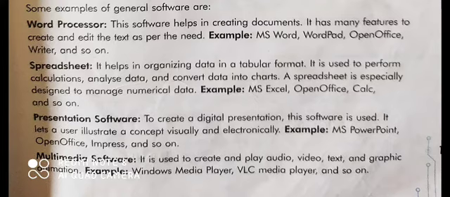A word processor helps in creating documents, for example MS Word, WordPad, OpenOffice Writer, and so on. Spreadsheet organizes data in a tabular format, for example MS Excel, OpenOffice Calc, and so on.